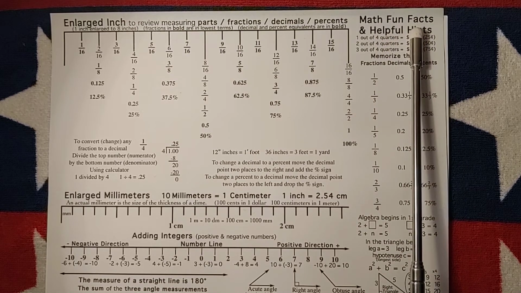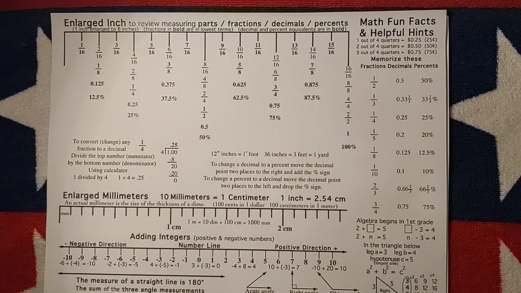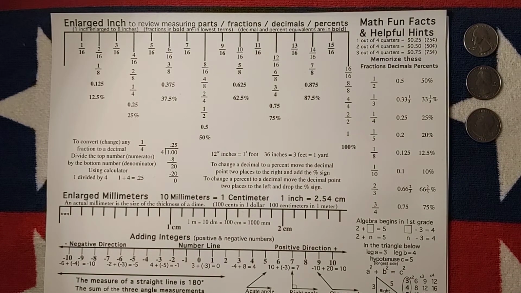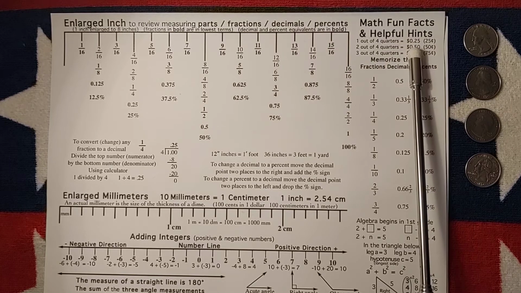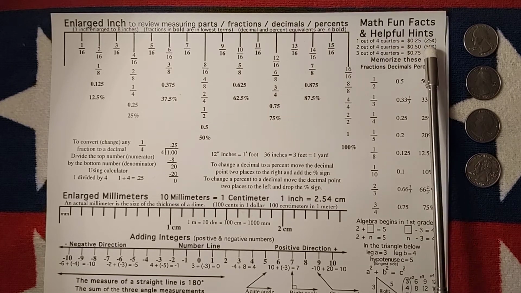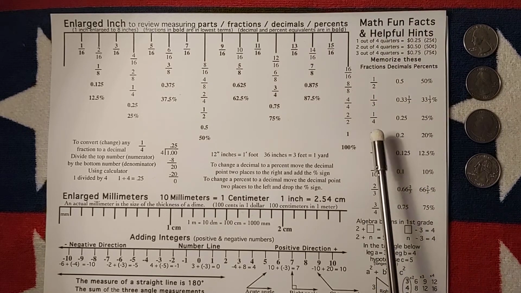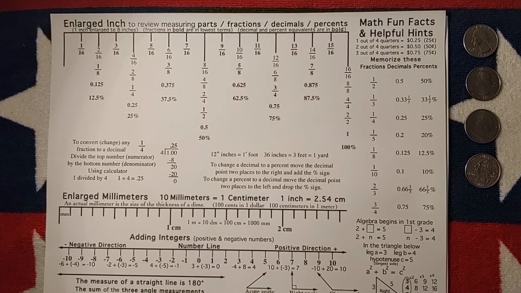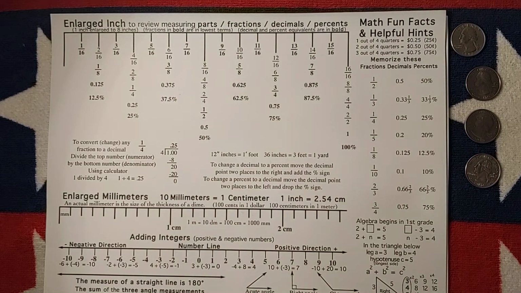Math fun facts and helpful hints. If you have 4 quarters, you have $1, 100 cents. But 1 out of 4 quarters is equal to 0.25, 25 cents. And so here you'll see 1/4 is equal to 0.25, 25%. So 1/4 is equal to 25 cents or 0.25.